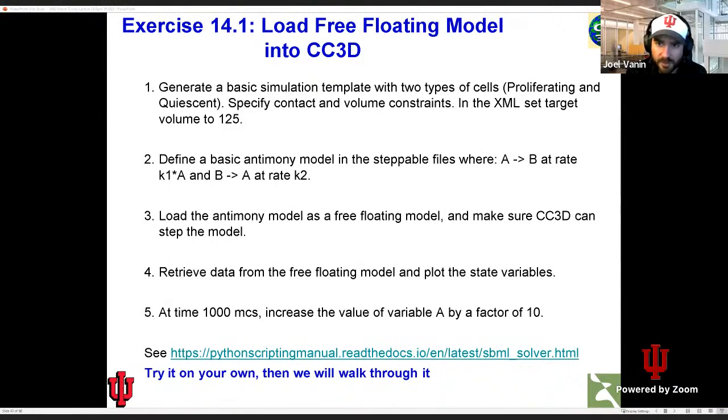Should we have initial conditions for A at least? Yeah, definitely pick a value for A, yes. If you start out with both A and B 0, it's going to be pretty boring. The target volume, I assume, is for the proliferating cell, right? Or both of them should have a target volume of 125. Yeah, at the moment, we're not going to have any proliferation. It's just that at the moment they're uncoupled to each other.